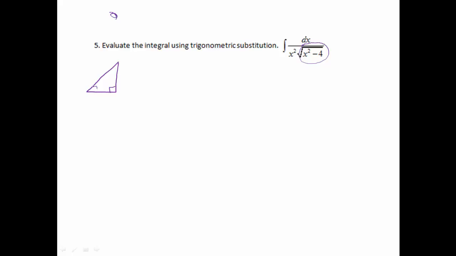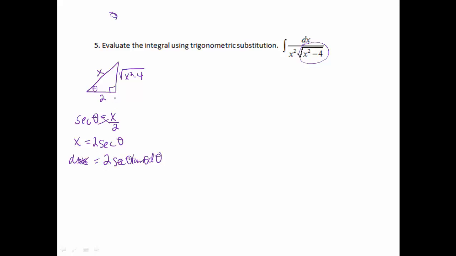And so based on how we've been setting up triangles, we know our hypotenuse is going to be x. We'll have the vertical leg be the square root of x squared minus 4, and we'll have the horizontal leg be 2. All right, so setting this up, if I want to solve for x, that would be secant. So it's going to be secant theta equals x over 2. And if I cross multiply, I'll get x equals 2 secant theta. So dx, the derivative of that, would be 2 secant theta tangent theta d theta.